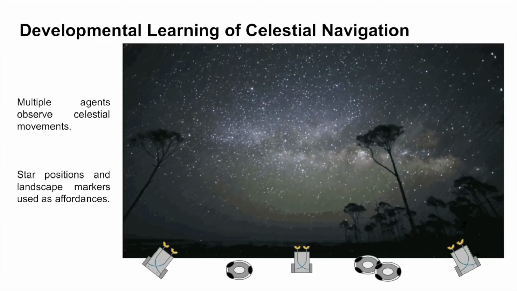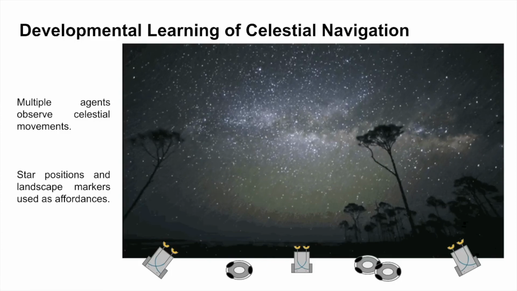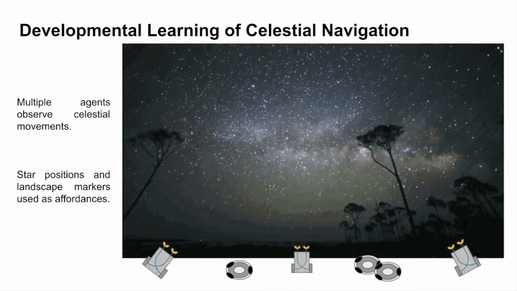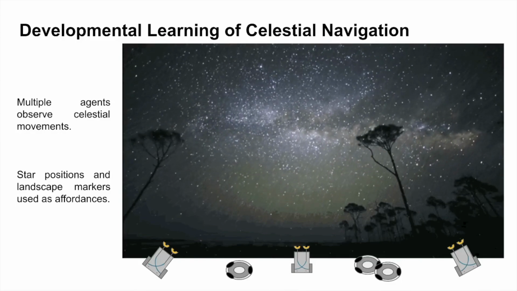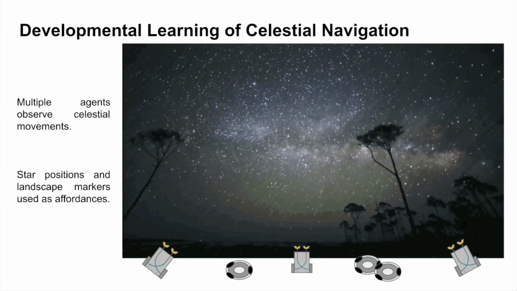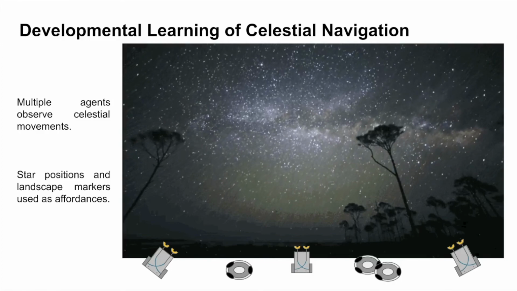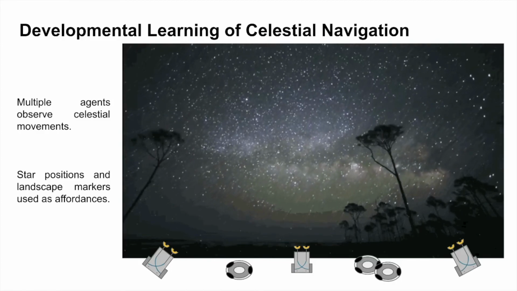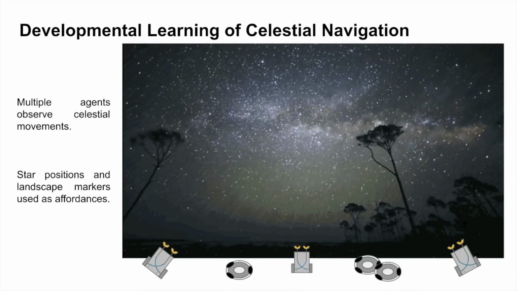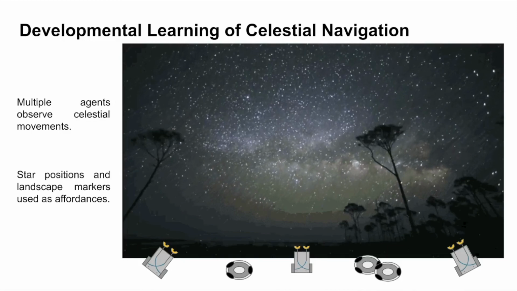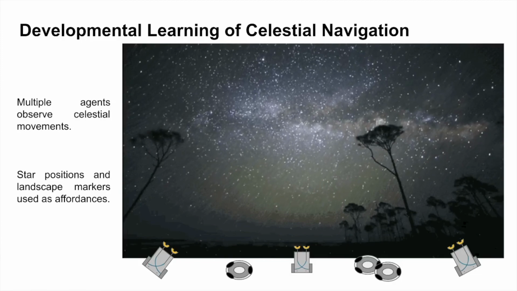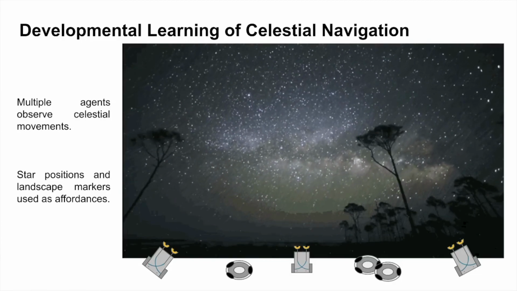Finally, you can look at the developmental learning of celestial navigation, where multiple agents observe celestial movements, and you can see star positions and landscape markers that are used as affordances. So there are a number of ways to train agents, using offloading and things that are analogous to what humans have done for centuries in terms of celestial navigation, using landmarks to align themselves both socially and looking at things in the environment. And with agents, we can look at this in terms of their development, in terms of their innateness, and in terms of how those things come together in development.